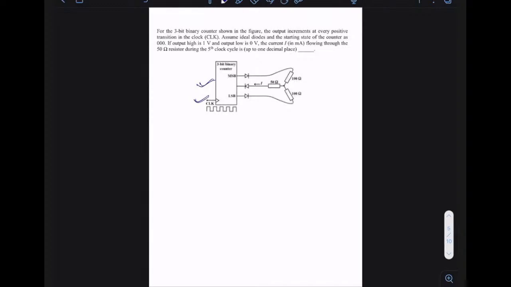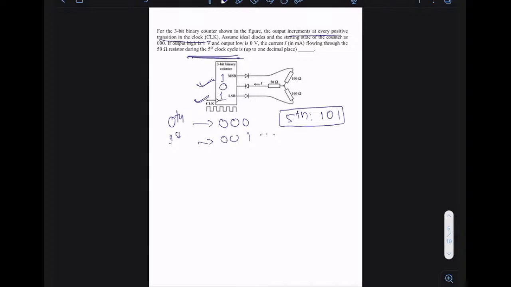So at the 0th clock, the state is 0, 0, 0. It is given that it's an up counter because it increments at every positive transition of the clock, and the question is about the 5th clock. In the 0th clock cycle, the state is 0, 0, 0. In the 1st clock cycle, the state will be 0, 0, 1, and so on. If I ask you the state of the counter in the 5th clock cycle, the answer is 1, 0, 1. So this is your 1, this is your 0, and this is your 1. This is the information we can extract.